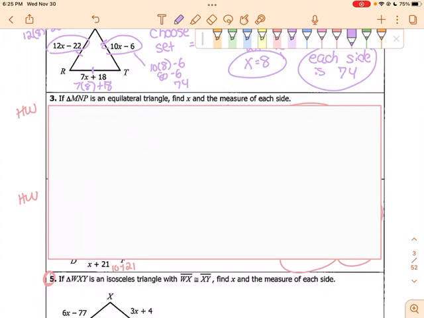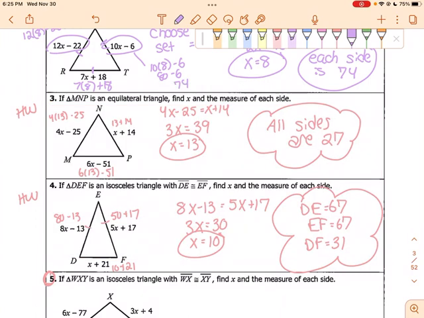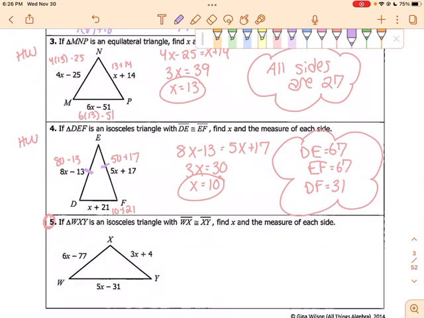Okay, I think we should have enough time that you can try numbers 3 and 4, and then I'll move the box and you can check your answers. All right, so we have all sides are 27 in number 3, and number 4 we have isosceles, so that's why we had to set these two angles equal, or sides equal to each other. So if you didn't get that one, don't worry. We're going to do another example like that together.